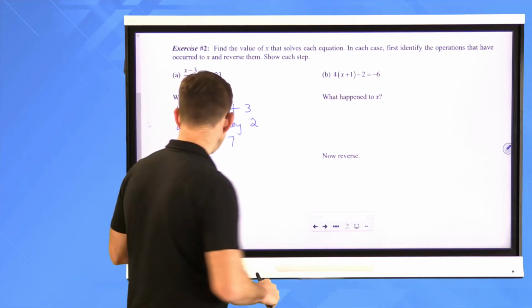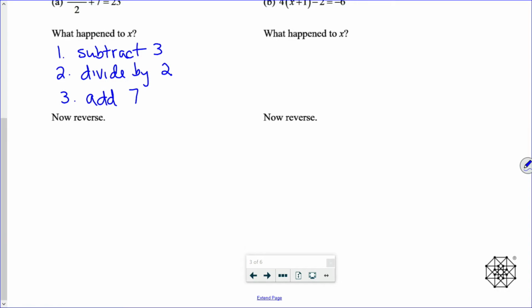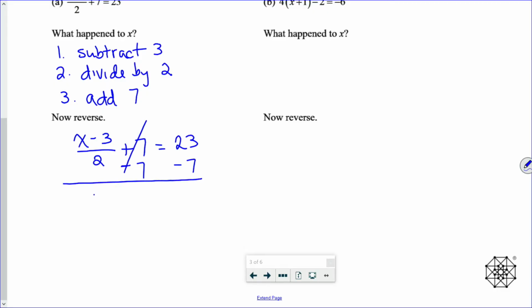So let's do that. Here we go. I'm going to bring that up here. Let me just write my equation down again. Here we go. Subtract 7 from both sides. Subtract 7. There it is. All right, that's equal to 0. So then we get (x minus 3) divided by 2 is equal to 16.